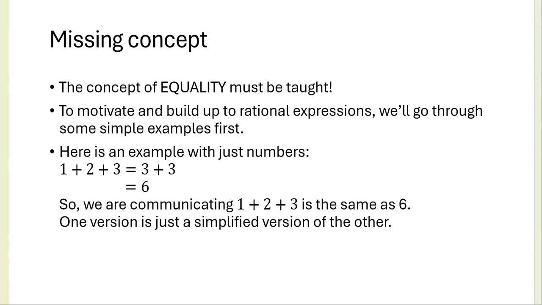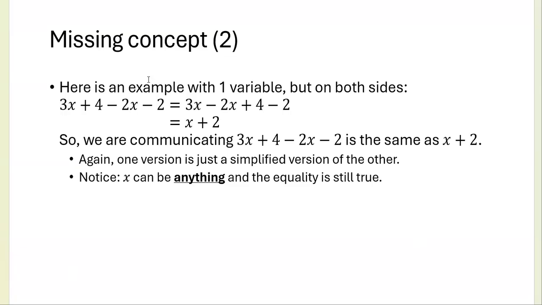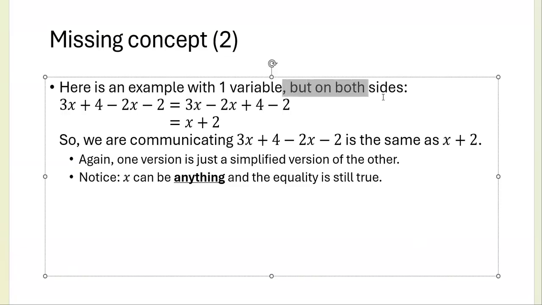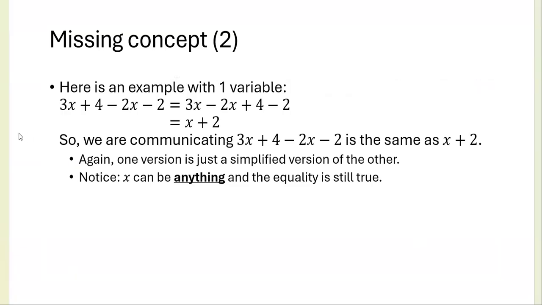That's example 1. Here's an example with the variables now. Okay? Let me get rid of this on both sides. So if we have 3x plus 4 minus 2x minus 2, well, we can group the like terms together first. So equals 3x minus 2x plus 4 minus 2, okay? And then we can simplify.